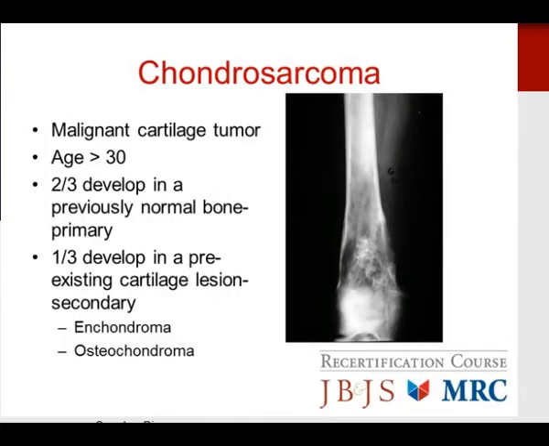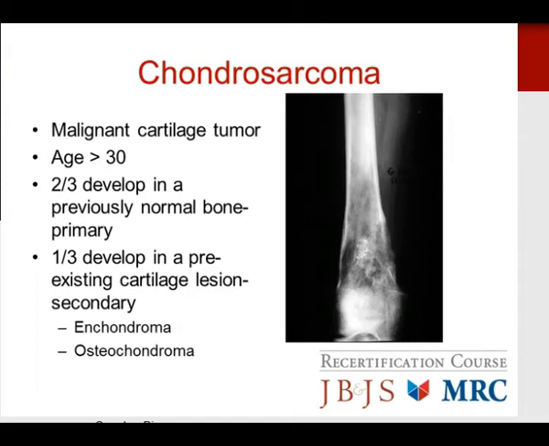Chondrosarcoma is a malignant cartilage tumor, and in contrast to the osteosarcoma, it occurs in the older patient population. We say older than 30. Two-thirds develop in a previously normal bone, just de novo. A third develop in a pre-existing lesion. The picture to the right here is a lesion that developed in an enchondroma. We may also see this in osteochondromas.